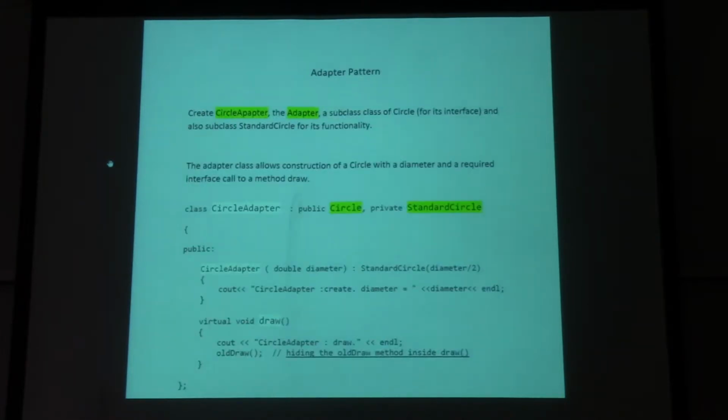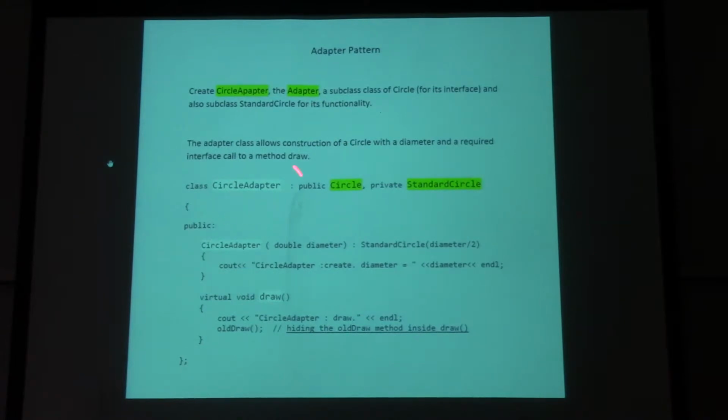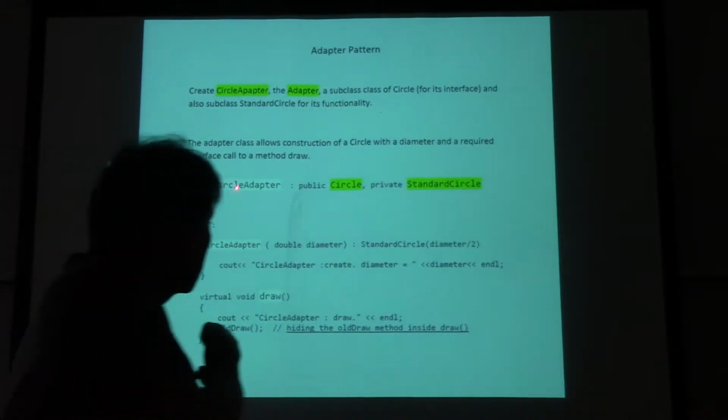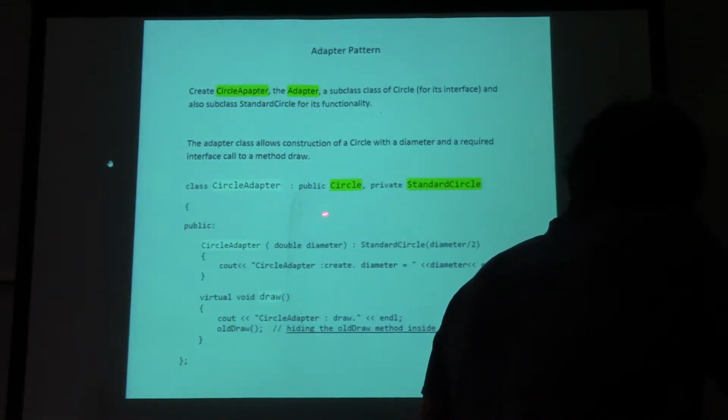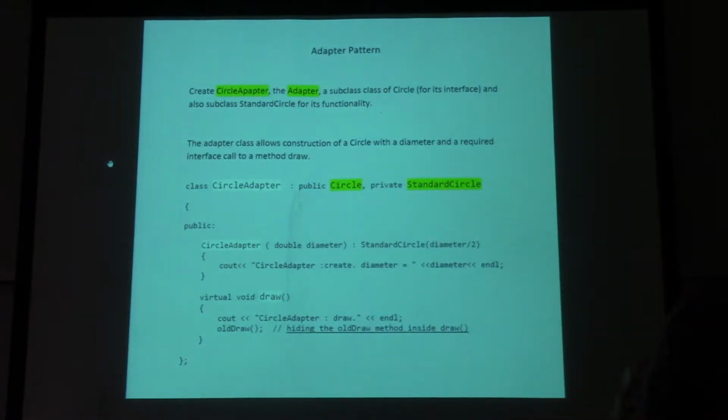Okay, so what we're going to do is create CircleAdapter. That's our big design pattern. Basically, the CircleAdapter will subclass Circle in a public way. But in our sneaky C++ way, we're also going to subclass StandardCircle in a private inheritance. So we're making the CircleAdapter real, which means we're going to have to create this abstract draw method. We're going to have to implement draw. Here it is.